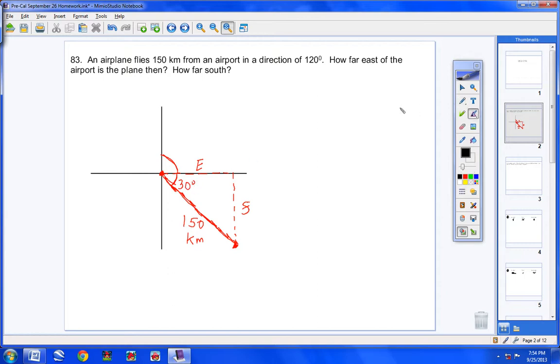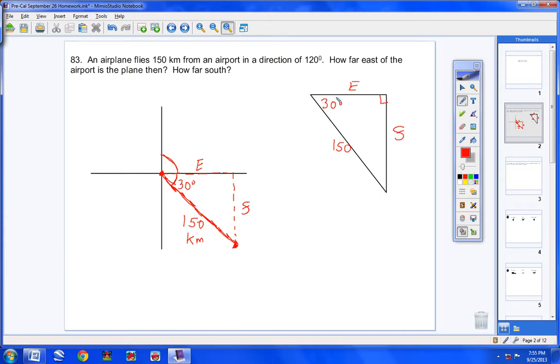So off to the side, I'm going to go ahead and draw a right triangle that resembles this triangle somewhat. And I'm going to put 30 degrees here, and the letter E here, and a right angle here, and the letter S here, and then 150 right here. Now, I'm going to go ahead and find south first. No certain reason, I just kind of feel like it.